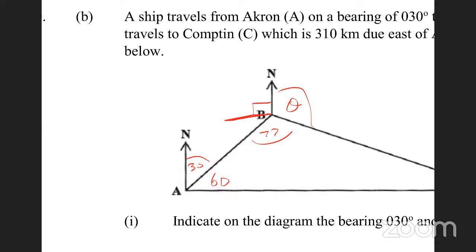Here is 90 for sure, right? That's west to north. Are you okay with that? So how much is here? This angle here is equal to this angle here. So that's 60. So it means that theta is 360 minus 90 minus 60 minus 77. And we got 134. I forgot already. 134. Okay? So you have to remember all of that.